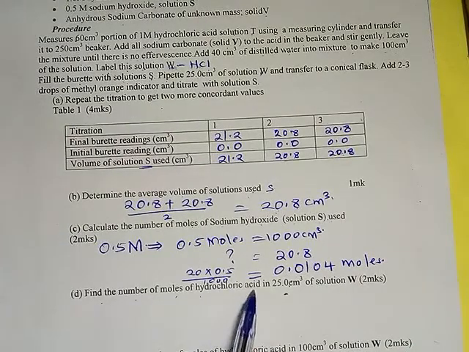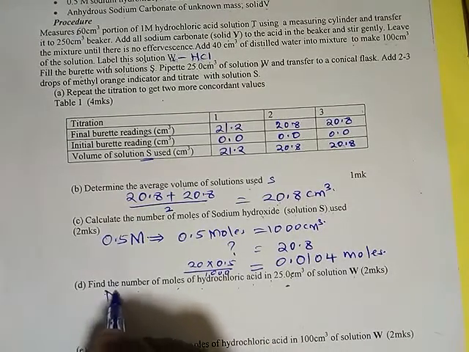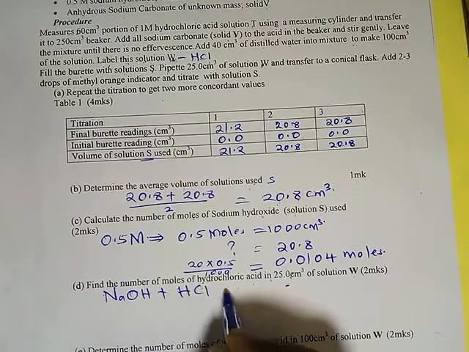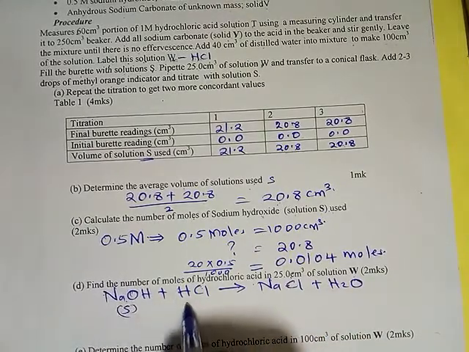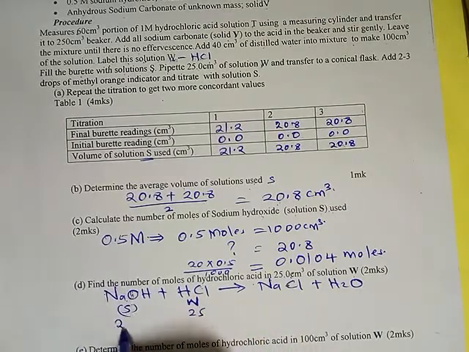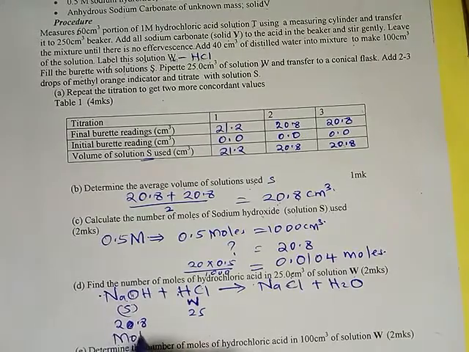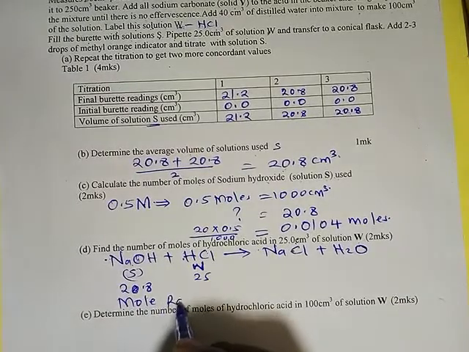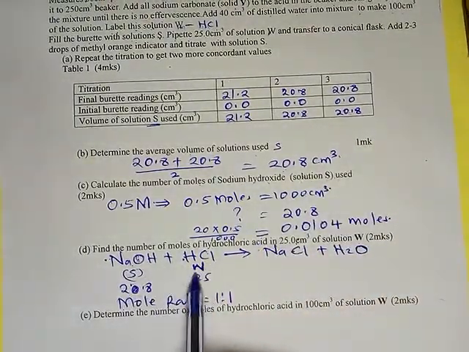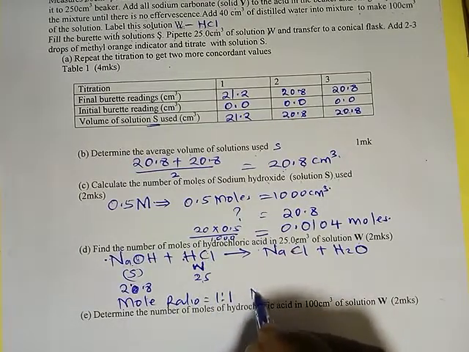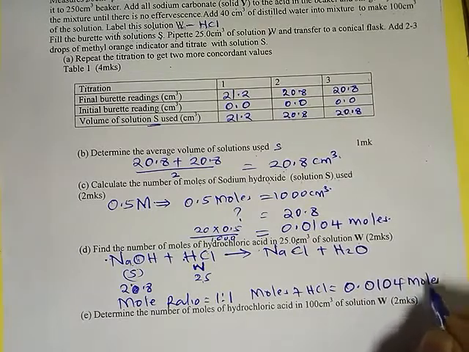Find the number of moles of hydrochloric acid in 25 cm³ solution W. Solution W has reacted with S. Therefore, we use the relationship in the equation. Sodium hydroxide plus HCl, we know it is going to form sodium chloride plus water. We know the ratio is 1 to 1. This one is solution S, solution W. The volume here is 25. The volume here is 20.8. It is important to know that. Now, since the mole ratio is 1 to 1, the number of moles of sodium hydroxide is equal to the number of moles of HCl in 25 cm³ solution W. So moles of HCl equal 0.0104 moles, because the ratio is 1 to 1.